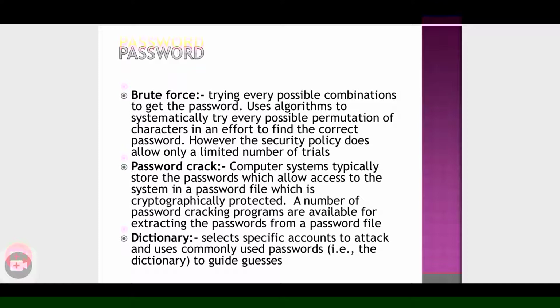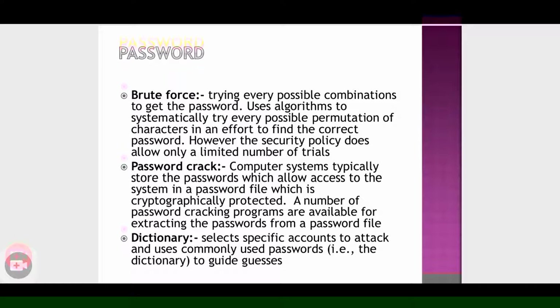You can get a password by using a trial and error method, but the security policy limits the number of trial and error attempts, or allows only a limited number of trials. That is brute force attack. For brute force attack, we can use some algorithms.